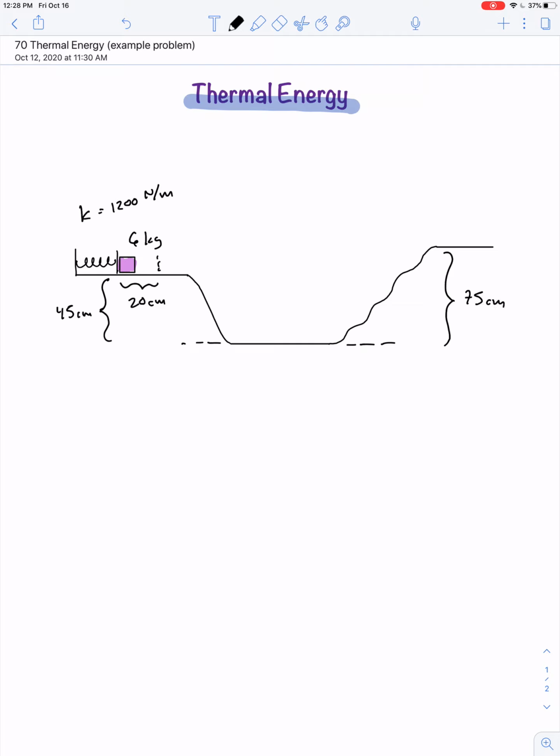So the figure's not necessarily drawn to scale. And lastly, say the block ultimately reaches this point, and when it does, we measure its speed and find it's traveling at exactly 1 meter per second. Okay, so the question here is, how much thermal energy has been produced in this process? How much mechanical energy has been converted into thermal energy?